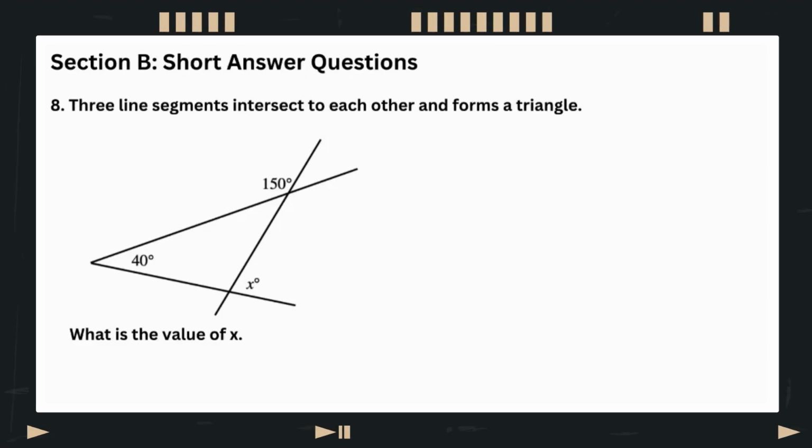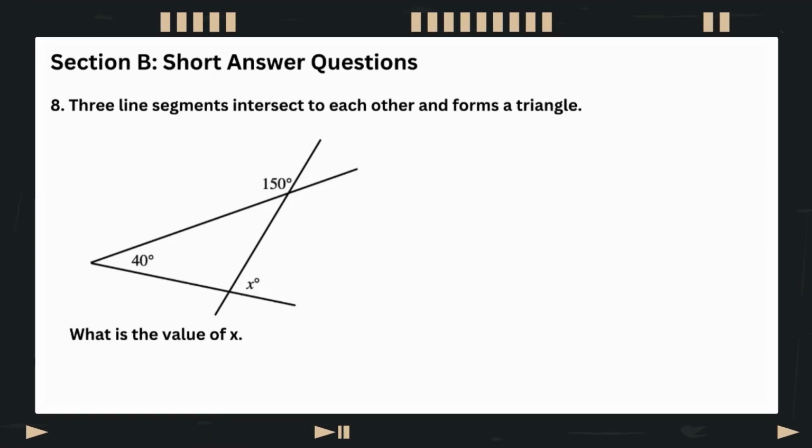Question 8. 3 line segments intersect each other and form a triangle. What is the value of x? In this question, we will be applying our knowledge of the sum of the exterior angles in a triangle.